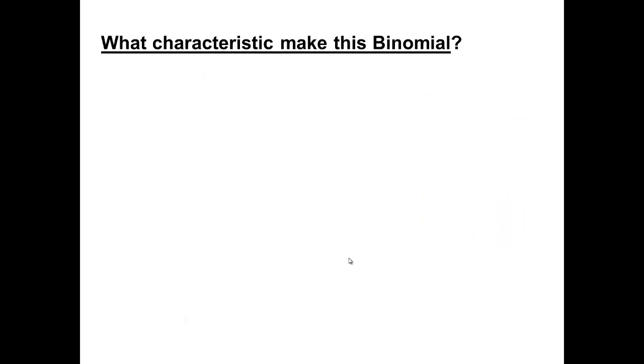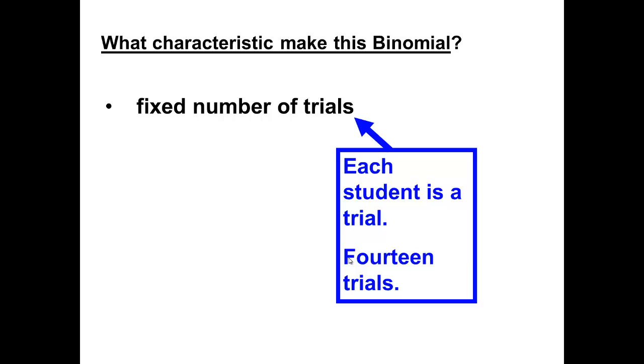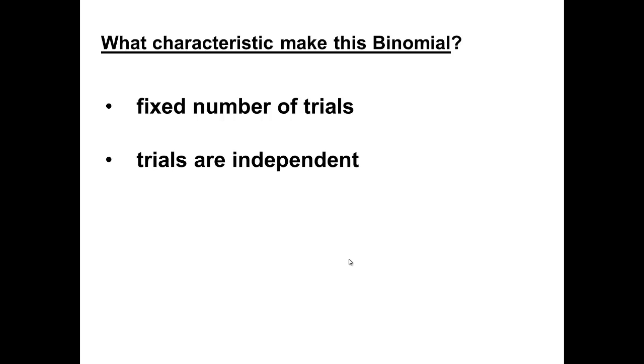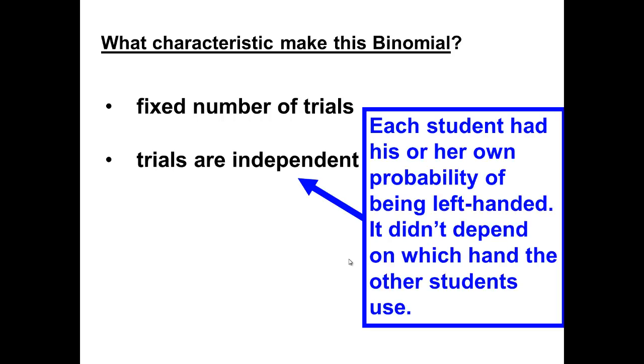What characteristics make this a binomial? First, we need to determine if it is a binomial distribution. Is there a fixed number of trials? Each student is a trial, and there are 14 students in a class, so 14 trials. Each trial is independent. One student being left-handed doesn't affect the other.